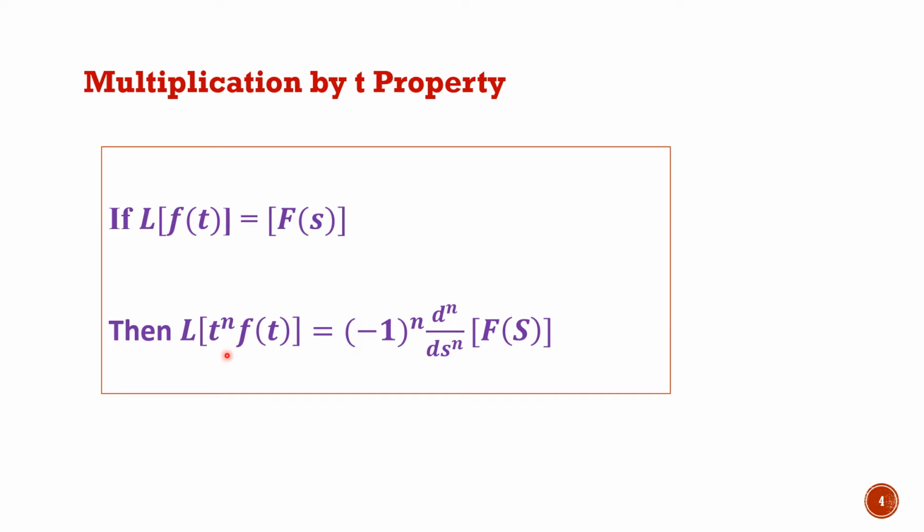powers of t. So if L of f of t is F of s, then we can write L of t raised to n f of t. If it is t raised to n, you have to differentiate the function F of s n times with minus 1 raised to n outside. So L of t raised to n f of t is equal to minus 1 raised to n, d n by ds raised to n of F of s. So if you are given such a type, depending upon this n, that many differentiations we have to do.